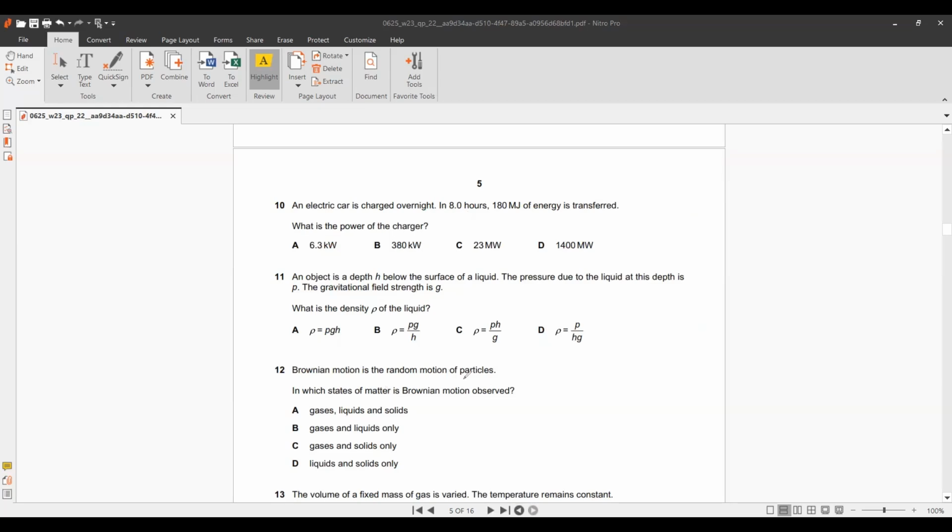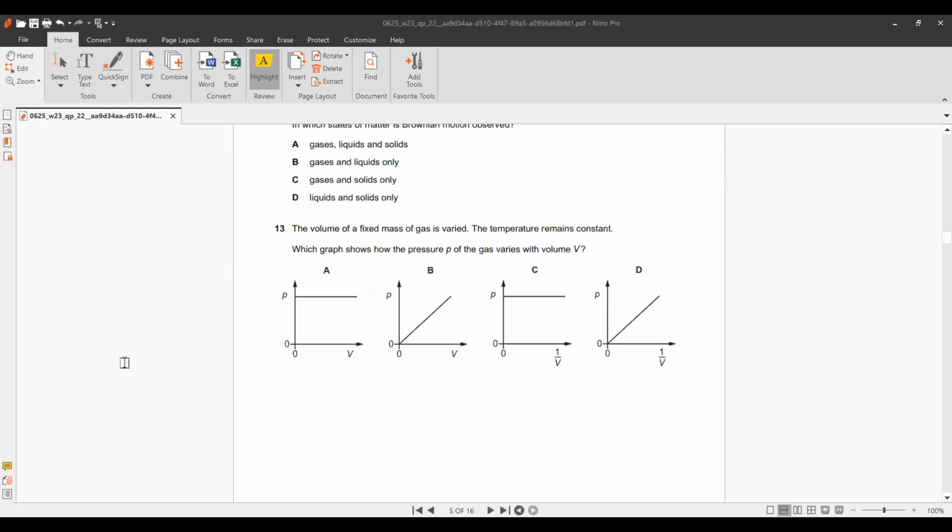Then we have Brownian motion as a random motion of particles. In which state of matter is Brownian motion observed? Without reading the options, Brownian motion, in which two things do we discuss it? Fluids, gases and liquids. Yes, so option number B. Which two Brownian motion experiments do we have? One with smoke particles and one with pollen grains. Smoke particles discuss the motion of air particles, and pollen grains discuss the motion of water.